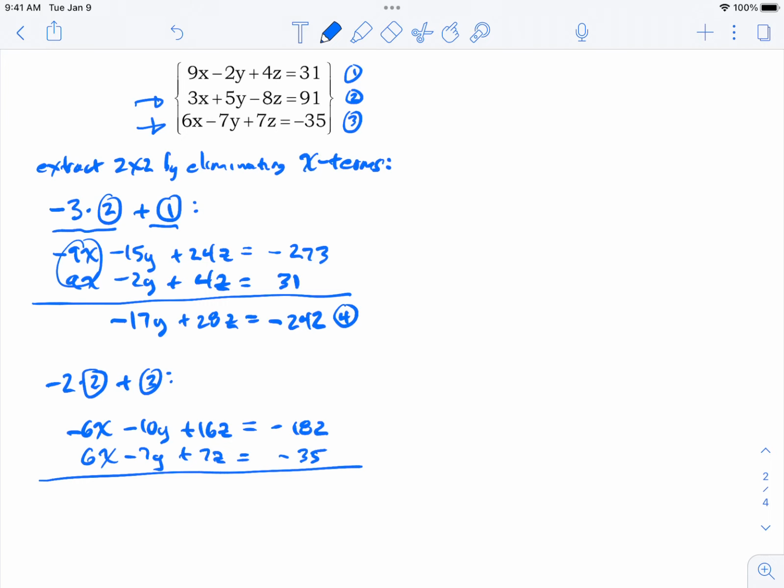Okay, I'm ready to add these two equations together. So negative 6x plus 6x, poof, I got a negative 17y. Here I've got a 23 times z. And here I'll have to add 182 and 35. What the heck is that? 217, I want to say. Yeah, negative 217. I'll call that my equation 5.